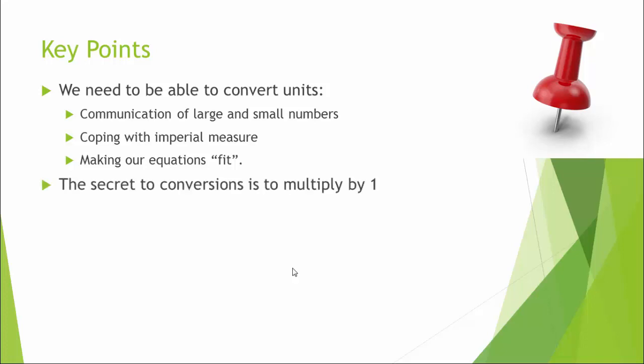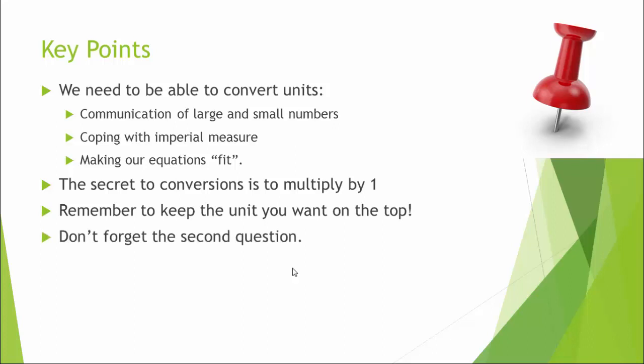The secret to these conversions and being effective is to understand that all you need to do is multiply by 1. And once you know that secret, just be sure you keep the unit you want to keep on the top, the one you want to get rid of, place it on the bottom of your multiplier. And in any case, don't forget the second question. If you do things in the opposite direction, you'll get crazy values like 13.5 meters for a thickness of a dime. And you should be able to recognize when you've made a mistake.